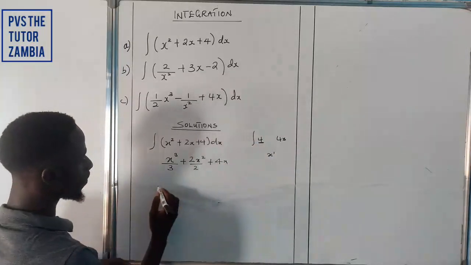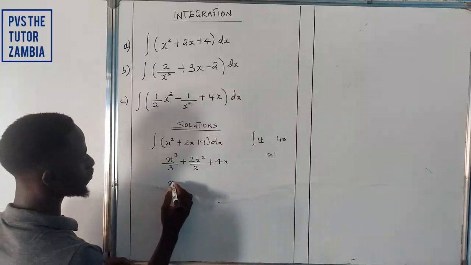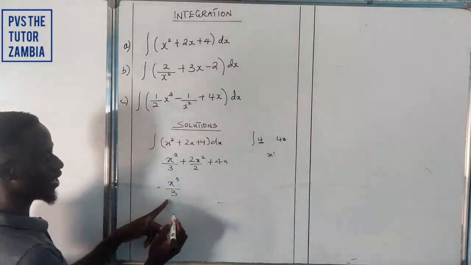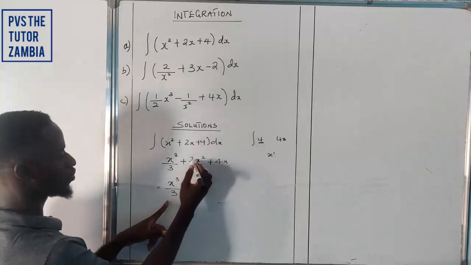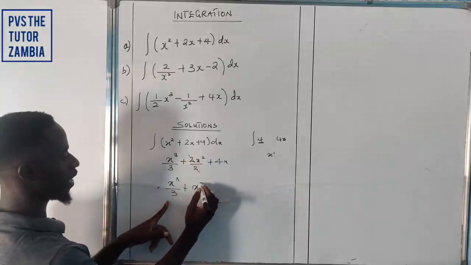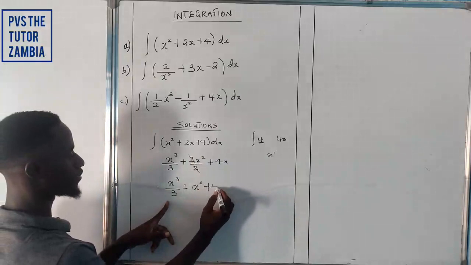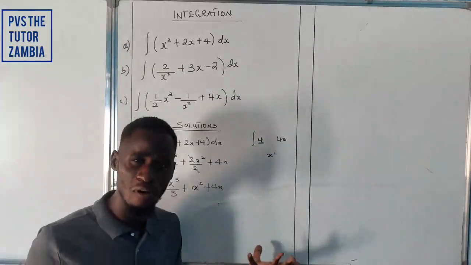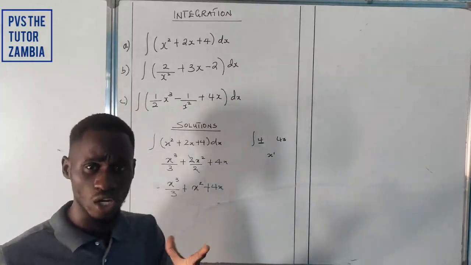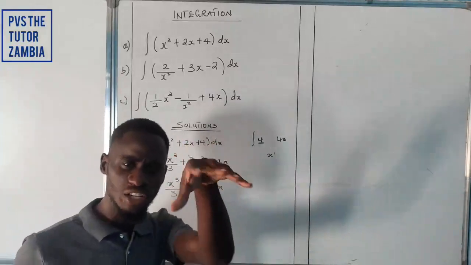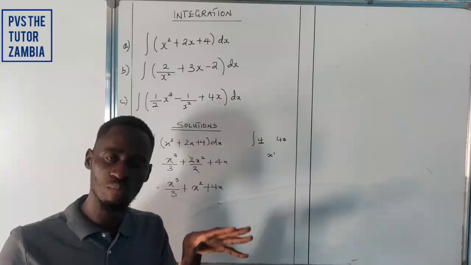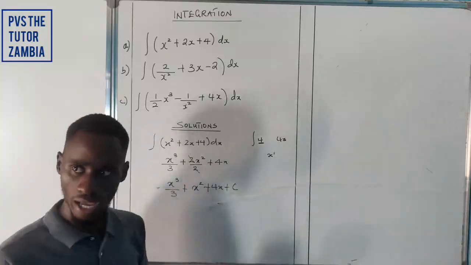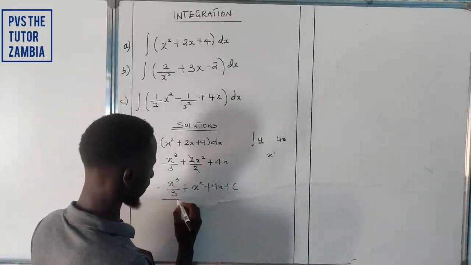Alright, so what will be our final answer? Our final answer is x to the power 3, you divide by 3, plus, you know that 2 can go there, right? You're going to have x squared plus 4x. Now, this is not the final answer. You need to add some form of a constant such that when you differentiate the same function, it will take you back to the original function. So we call that a c. And this is your answer. That's how you do it.